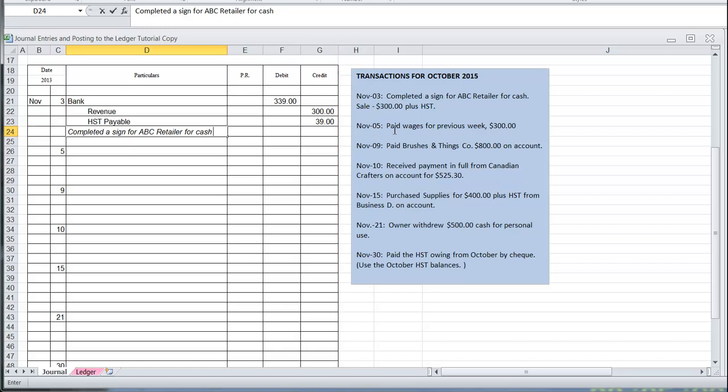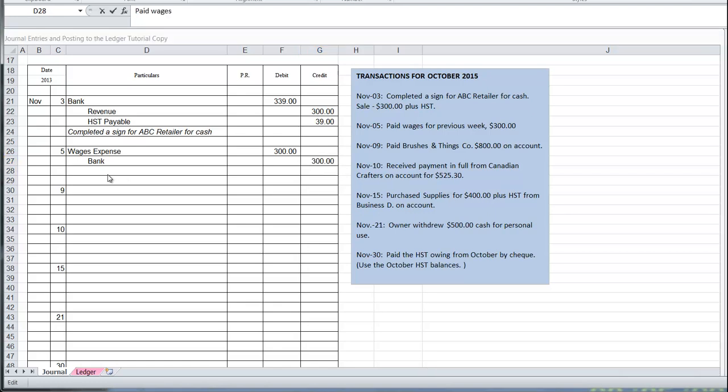Next transaction, November 5th, paid wages for previous week of $300. So that would be wages expense. And so it's an expense, so that would be a debit. So we put $300 here. And if we're actually paying them, then that's going to come out of the bank account, $300. And then we need a particular, and so the description might be something like paid wages. That's just a paying of wages. There's no HST on that. Okay, that's just paying your employees.